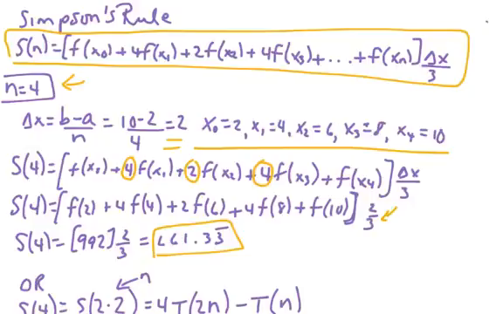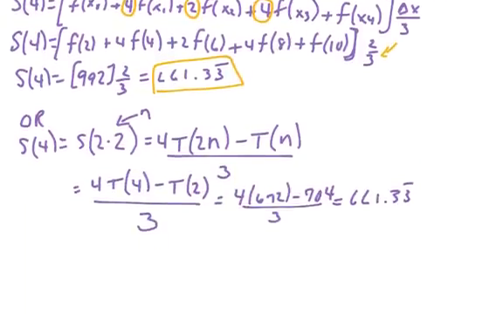And when you do that, the numeric work gives 661.33 with 3 repeating. So you get right there with n equals 4 using Simpson's rule. And then here's the shortcut for Simpson's. S of 4 is the same thing as 2 times n, and n is equal to 2. And that is the shortcut. You take 4 times T of 2n, the trapezoid, since it's relying on the trapezoid, minus T of n, divided by 3. So here's your formula, and you end up with the same value.